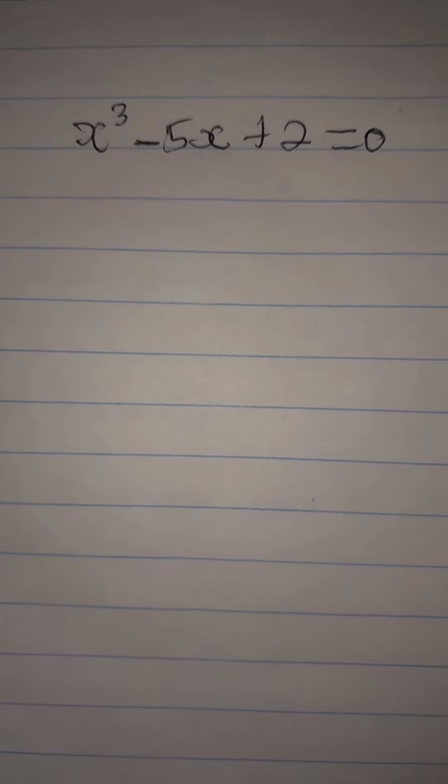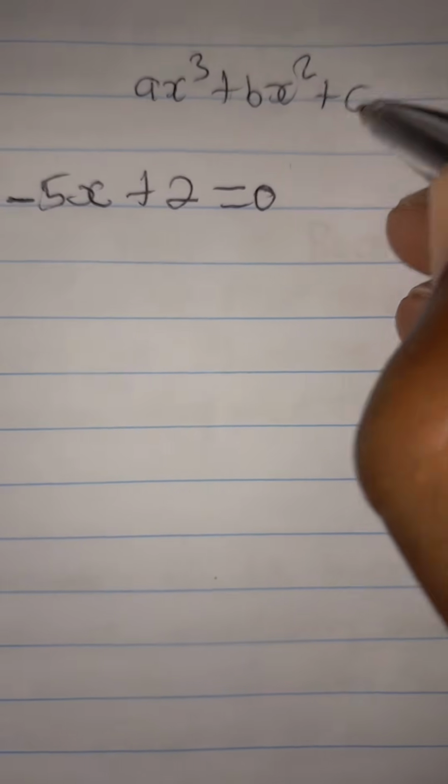Right, the second equation, we're given x cubed minus 5x plus 2 equated to 0. So we are required to solve for x. Guys, there's something that is missing here. You may recall that we have ax cubed plus bx squared plus cx plus d. This is a standard equation equated to 0.